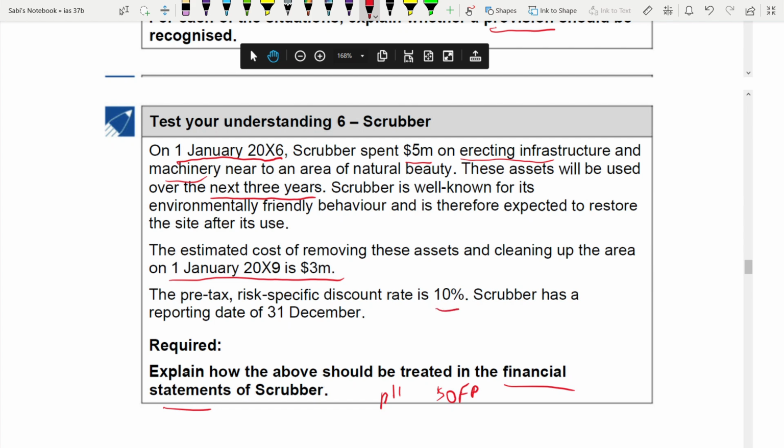Already they have given you. No need to adjust it for tax. No need to adjust it for risk. Already they have given you. Your work is easier. Just use the discount rate and discount it. Scrubber has a reporting date of 31st December.